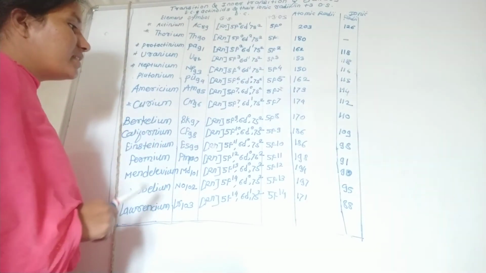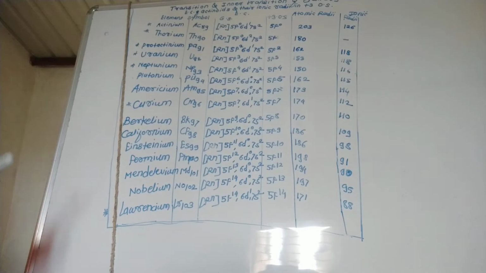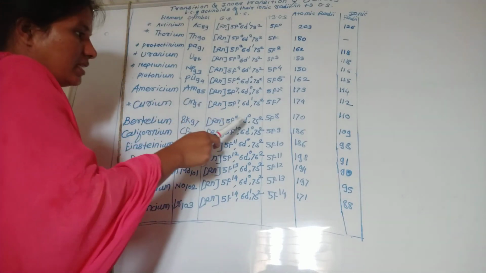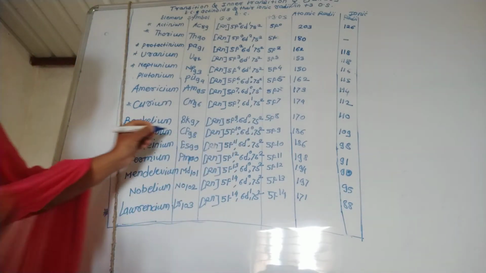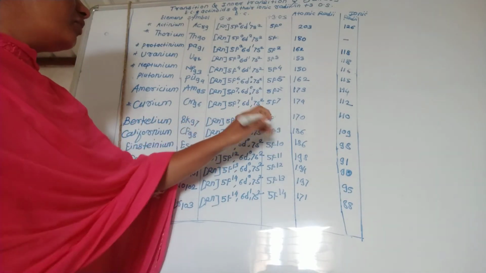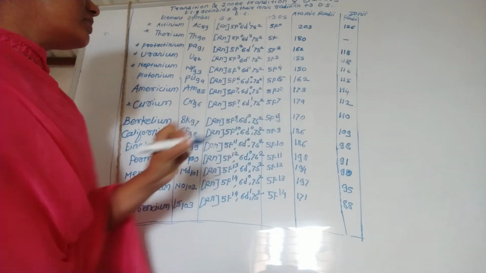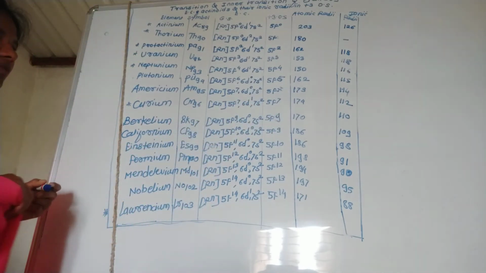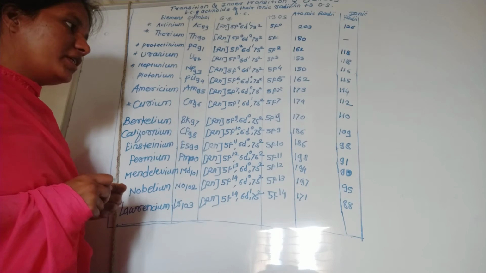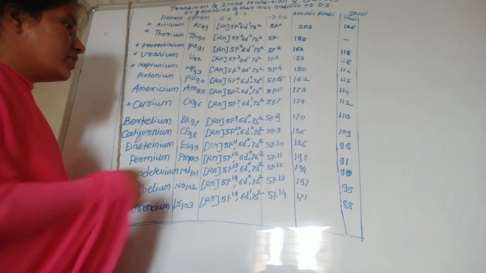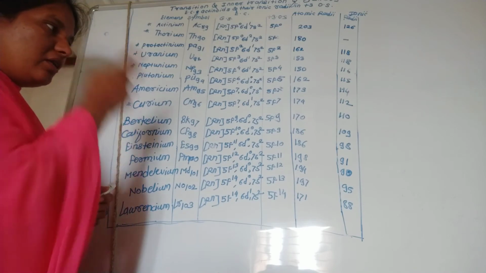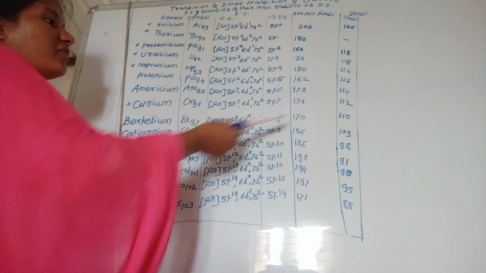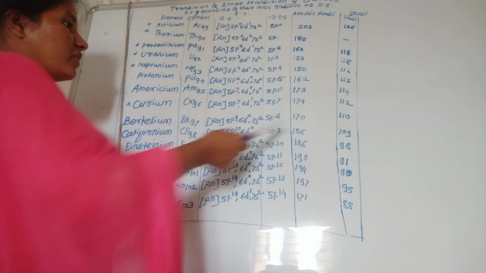Then berkelium is 97 with respect to radon. 5f9 6d0 7s2. And for the berkelium there are total 9 electrons in its f orbital. It can show +3 oxidation state also, because from the s2 electrons, from the f1 electron it can lose there. Its atomic radii is 170 and ionic radii is 110 picometer.